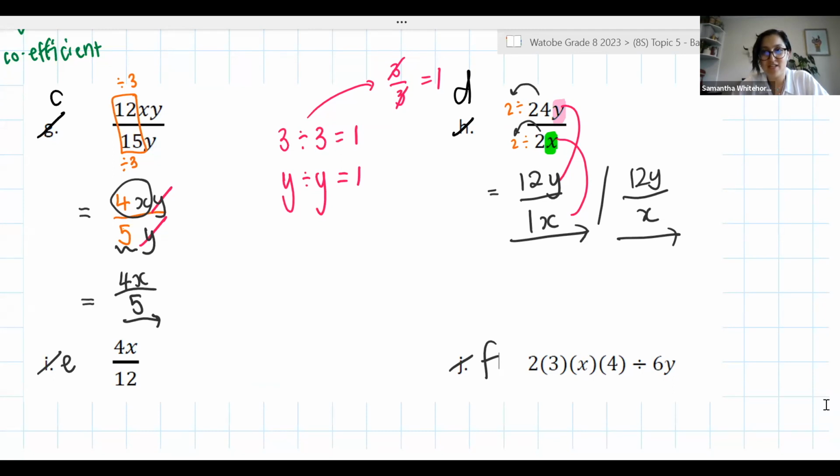Okay, F is tricky, guys, so don't stress. It's supposed to be a little bit tricky. I'm liking what I'm seeing so far. We're not 100% there yet, but we're on the right track. I'm going to give you another minute, and then we're going to have a look.